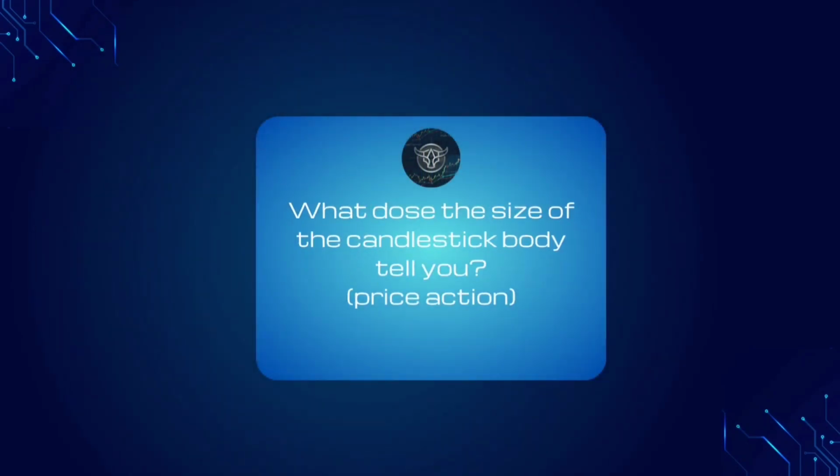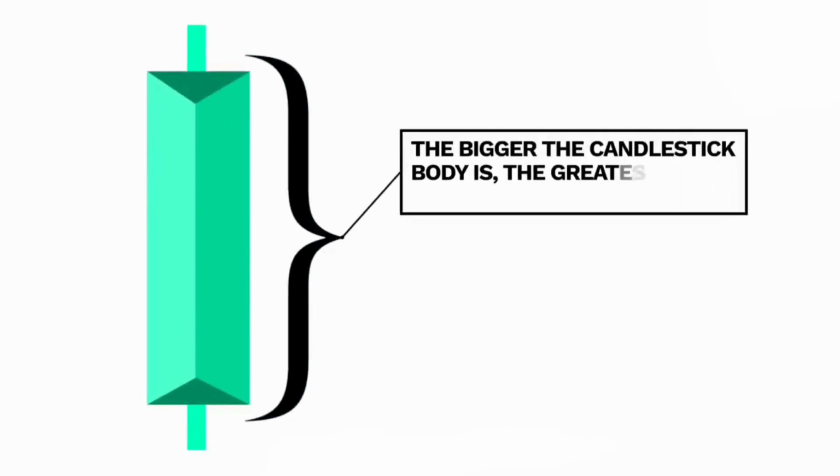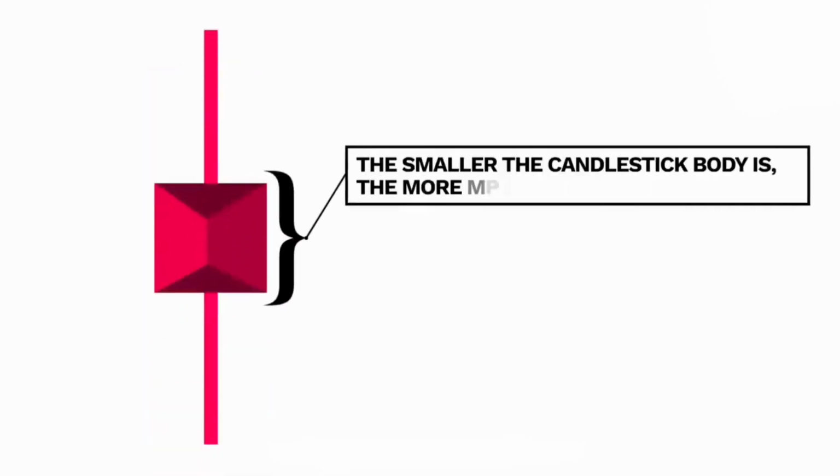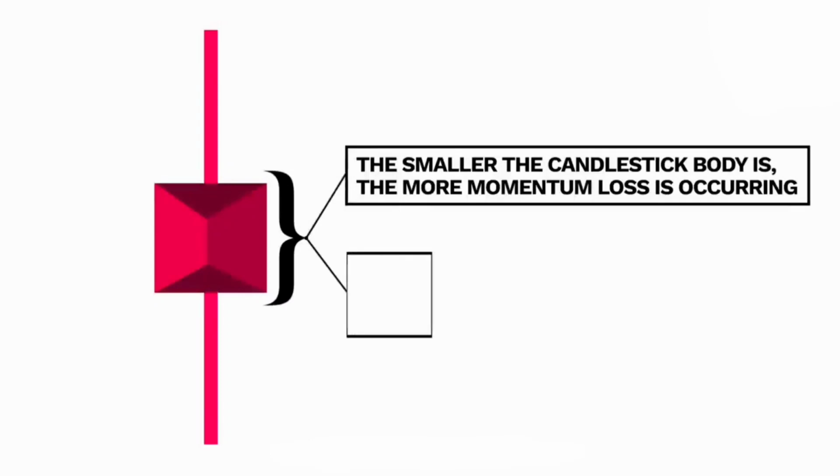Now, what does the size of the candlestick body tell you? The bigger the candlestick body, the more momentum gained, as price traveled a greater distance during that time period. The smaller the candlestick body, the more momentum lost, as price traveled a shorter distance during that time period.